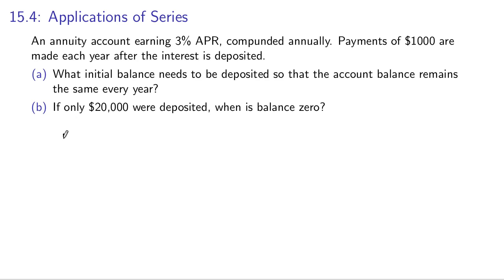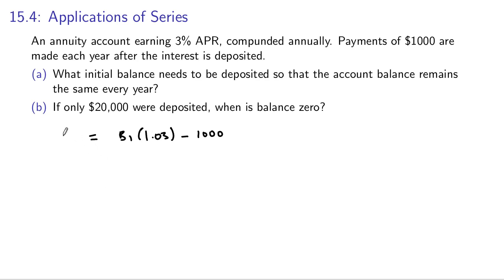So if we think about the balance after the first year, let's say B2, it is the balance at year 1, or the initial year, B1, times the interest we earned from that balance, 1.03, minus the $1,000 payment that we just made. And what we're wanting is for B2 to be the same as B1. In other words, the balance after I get my interest and take out the 1,000 is the same as what I put in. Okay?